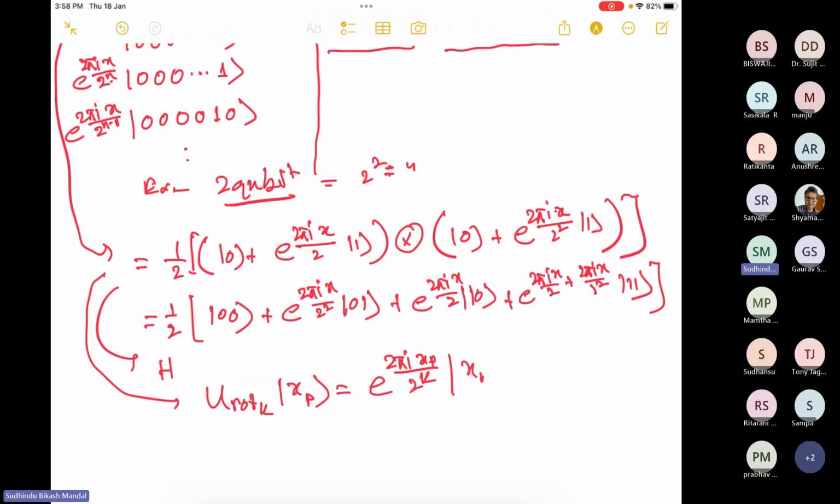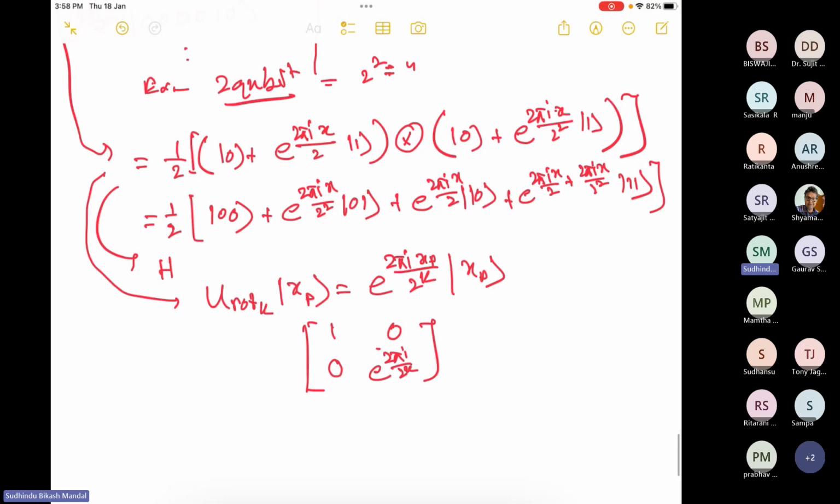xp there and xp. So what is the matrix of this U rot? You know, if it is x0 equal to 0, this term will vanish. So the matrix is 1, 0, 0 and 0, e to the power 2 pi i over 2 to the power k. See, according to the position of the bit, we need to give this value of k to our quantum circuit.